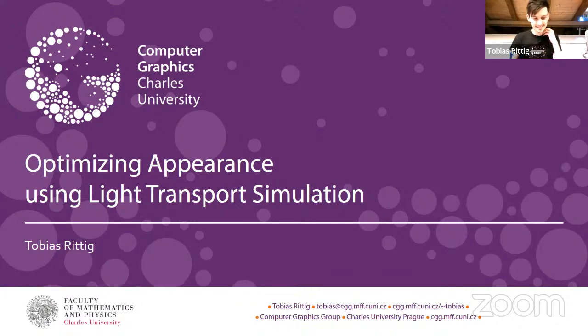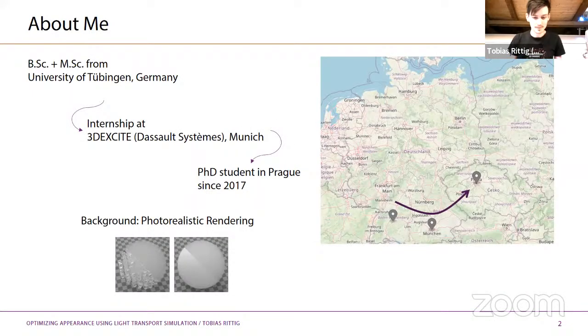Yes, so thank you, Michal. So I will be connecting to Philipp's talk, and will be telling you how we can optimize the appearance using light transport simulation. So I want to introduce myself a bit. I'm from Germany, and this is where I did my bachelor's and master's at the University of Tübingen. And after a short stay in the industry in Munich, I went on to my PhD in Prague. And from there on, I did some internships at MPI in Saarbrücken, and I also visited Michal's current lab in Vienna.